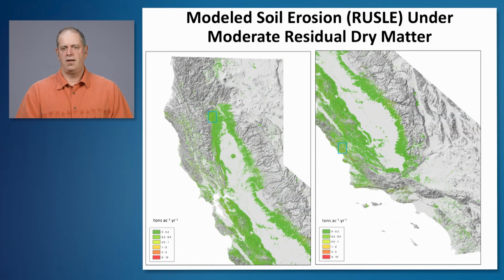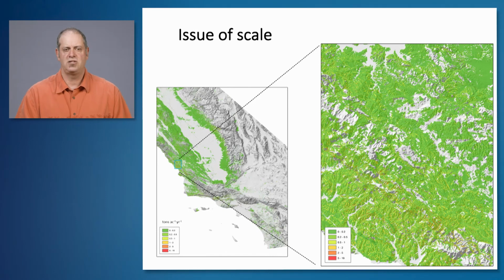So if you look at that in map form, these are the results of that modeling effort in California under a moderate residual dry matter scenario. And if you look at this from a distance, what you see is wow, erosion is pretty much low throughout the state, as indicated by the green coloration, which is between 0 and 0.2 tons per acre per year. But to some extent, this is an issue of scale.